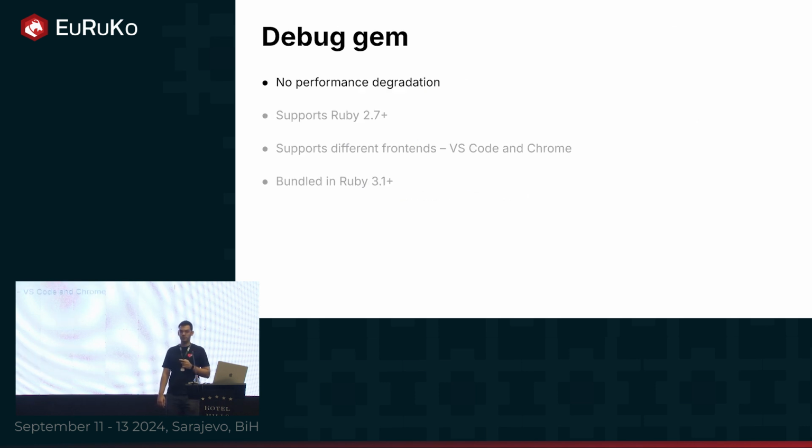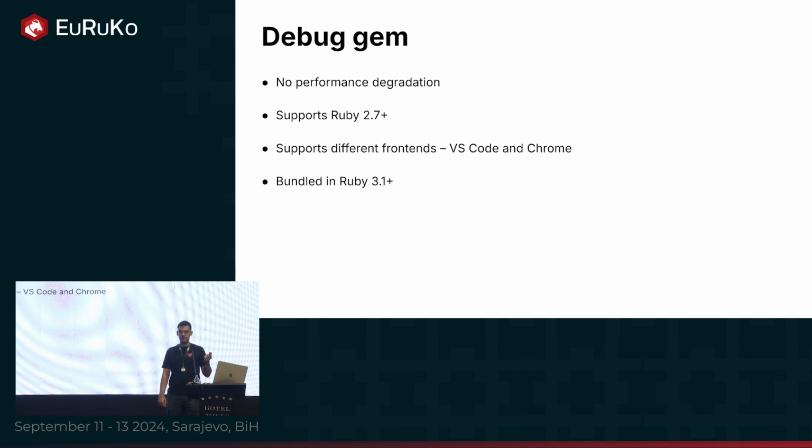DebugGem used that approach to solve performance issue, and in fact, DebugGem doesn't have any performance issue, which is great. Also, this debugger supports Ruby 2.7 and greater, mainly because trace point wasn't ported to the previous versions. Apart of that, this debugger supports several front-ends like VS Code or Chrome. And finally, this debugger is bundled in RubyMine version 3.1 and greater. And in fact, this is the default option for debugging your code for the modern Ruby, especially if you don't have any other tools.